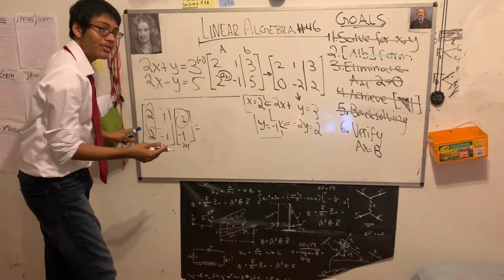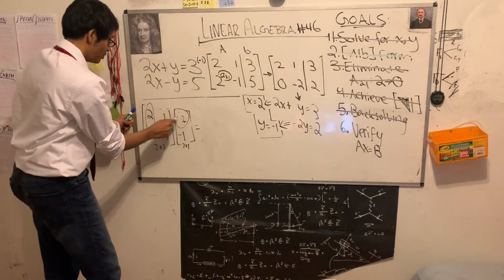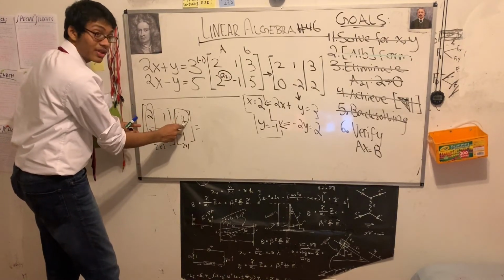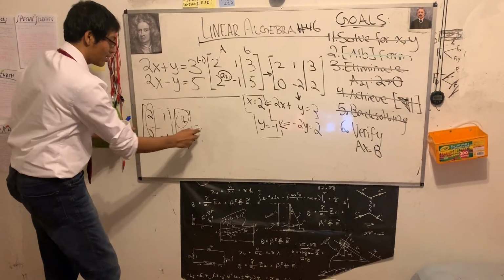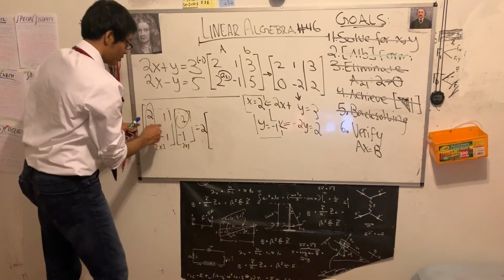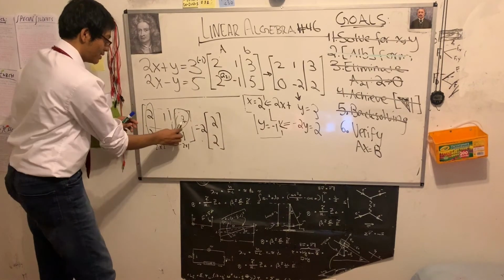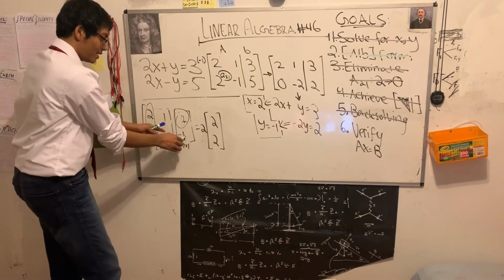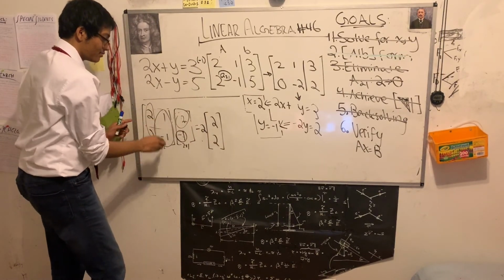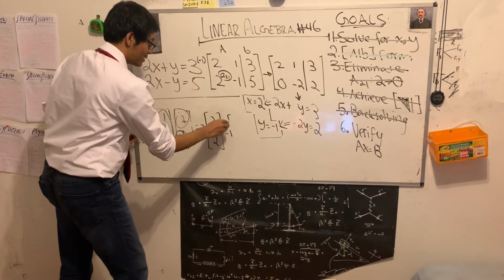Now, how do we really do this? 2 times this column, right? So the first entry times this column. See? 2 times 2, 2, right? Remember, we did this many times. This entry times the first column. This entry times the second column. So no need to make it harder than it needs to be.